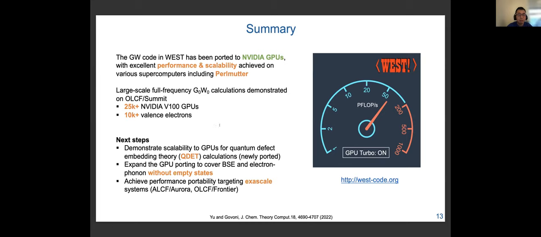Recently we ported the quantum embedding part of West to GPUs. So we are still testing its performance on Perlmutter. So the initial results look quite promising. And we also plan to port the other functionalities like the BSE code and electron phonon code to GPUs. And finally, we want to make sure the code works not only for NVIDIA GPUs, but also for AMD and Intel ones. So to achieve this, we are moving from OpenACC to OpenMP target offload. So we want to make the code work on the exascale machines like Aurora at Argonne and Frontier at Oak Ridge.